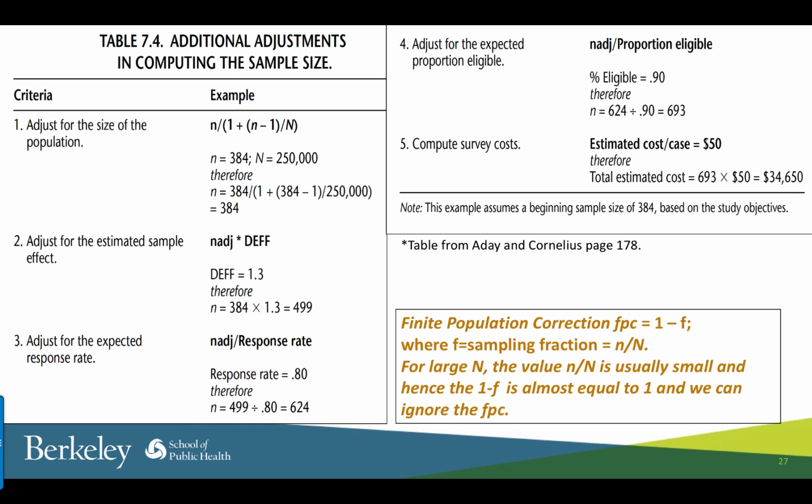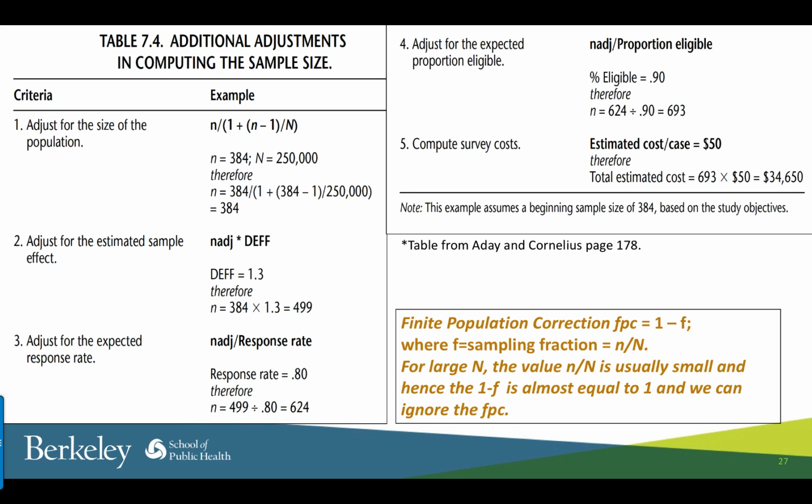So basically, finite population correction, or FPC, is simply the proportion of the sampling frame that is not sampled. Because out of the entire frame, you're sampling just your sample and there is this huge chunk that you are not sampling. So it is 1 minus the sampling fraction, which is your finite population correction. For a large sample size, your sampling fraction is usually small, and hence 1 minus f is almost equal to 1, and we can ignore the finite population correction. In this example, we have a really large population size of 250,000 and a small sample size of 384. Therefore, the finite population correction does not really come into play, and you can see that even after adjustment, you get the same sample size, but it may not be the case if your population size is small.